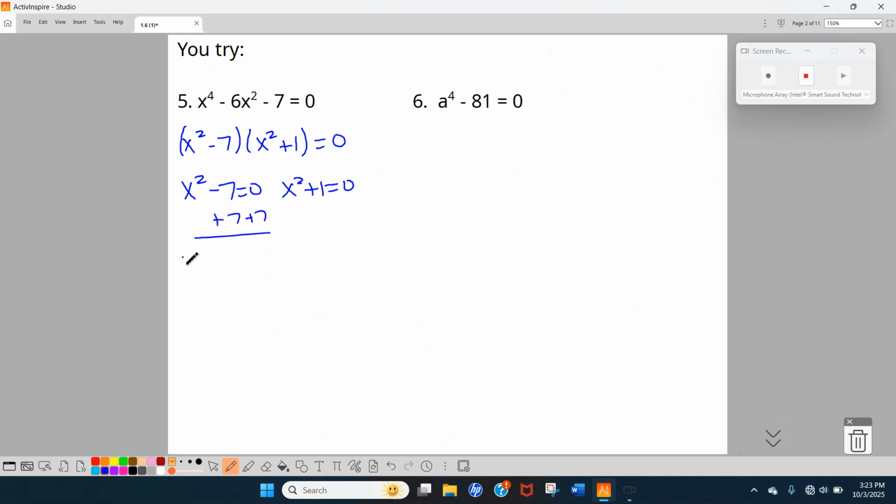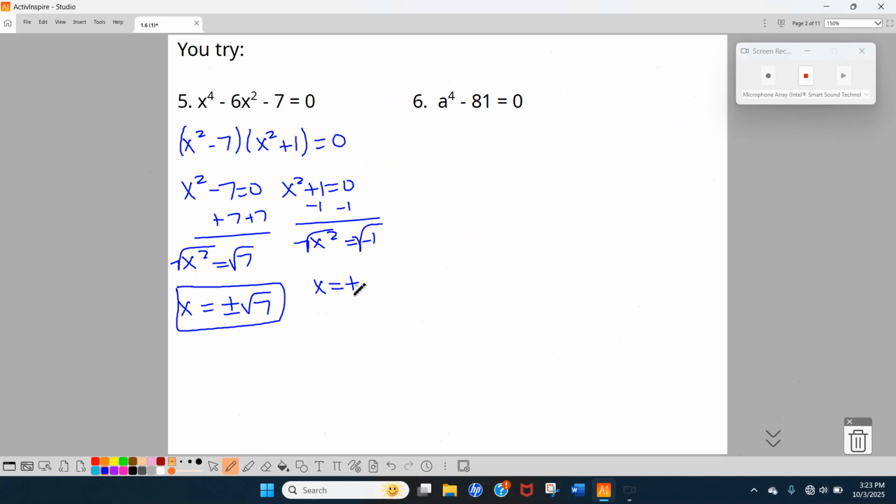So we will get that we have plus or minus root 7. Here we're going to subtract 1, take the square roots, and you get plus or minus i. So the square root of negative 1 is i.